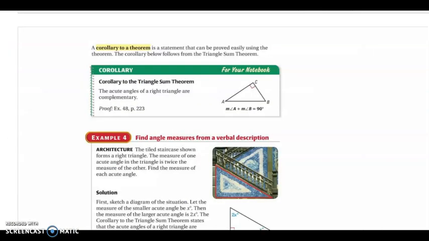If we go back to your textbook, a corollary to a theorem is a statement that can be proved easily using a theorem. The corollary below is for the triangle sum theorem. So we know absolutely that all three angles in a triangle have to add up to 180. That's the triangle sum theorem. Well, the corollary to it is, if you have a right angle, then the other two have to add up to 90 degrees. It's almost like, oh, well, this is obvious. Yeah, it is obvious because mathematically, if they have to add up to 180 and one of them is 90, the other two have to add up to 90.